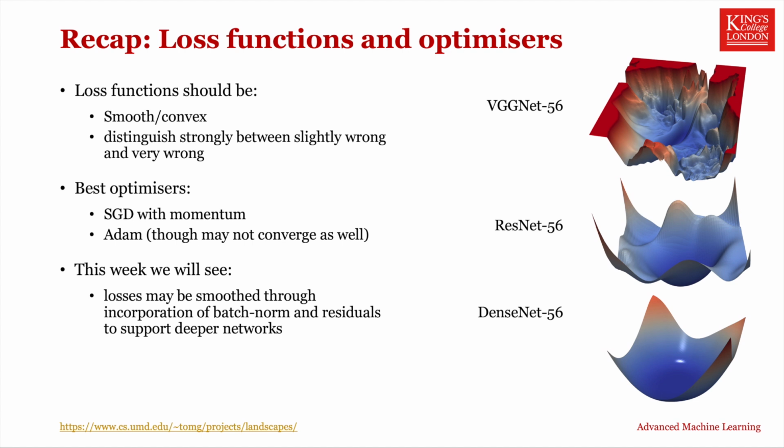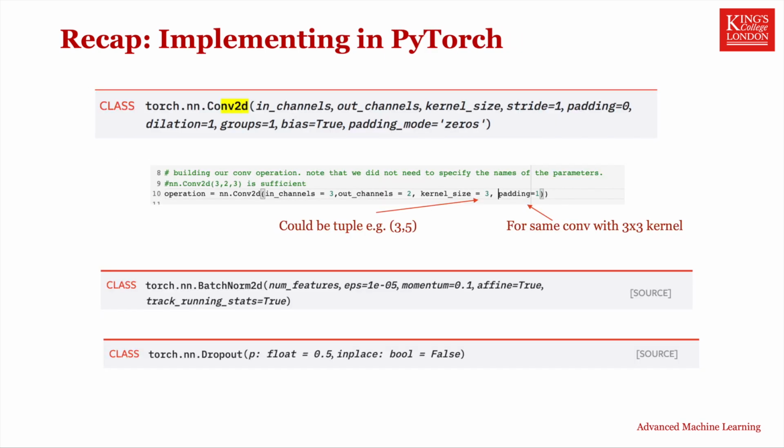In terms of optimization, typically networks are trained either with stochastic gradient descent with momentum or with ADAM, where ADAM supports adaptive learning rate tuning on a per parameter basis and trains much faster, but sometimes doesn't converge to as good a minima as SGD. So sometimes it can help to switch from ADAM to SGD towards the end of training. Finally, a quick recap of implementation in PyTorch.